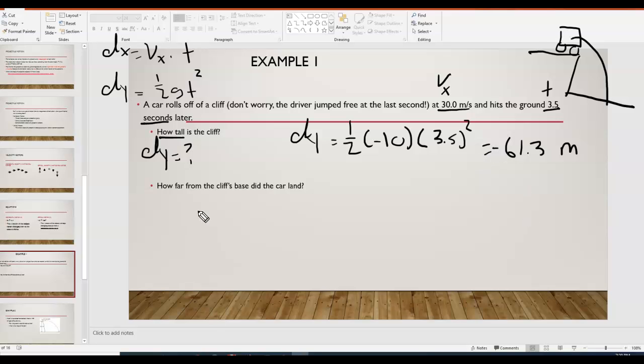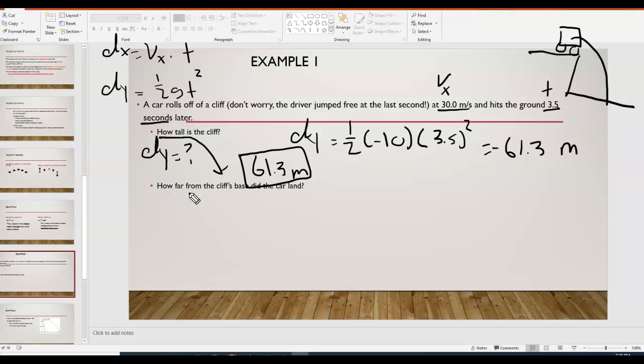Now, this is actually -61.3 meters. That is the displacement. Now, the question, how tall is the cliff? Remember, you can't have negative height. So the actual answer to the question is 61.3 meters. Okay, and so that would be the answer to the question. dy is negative because the car fell down. It moved in the down direction. But of course, you can't have a negative height.